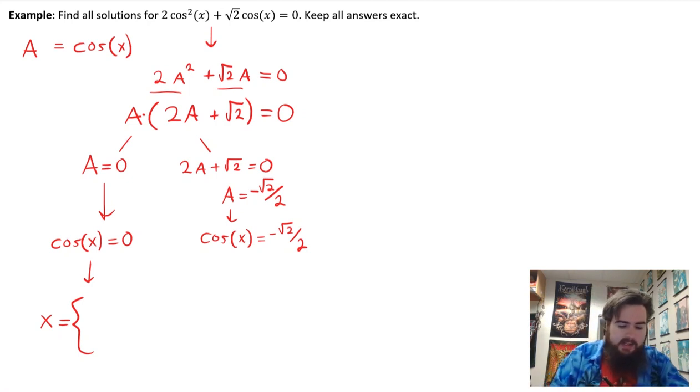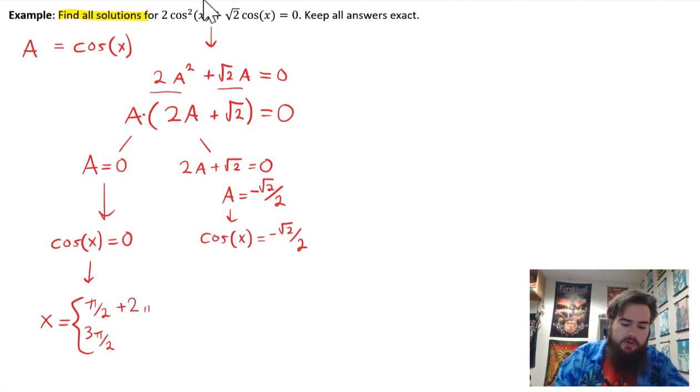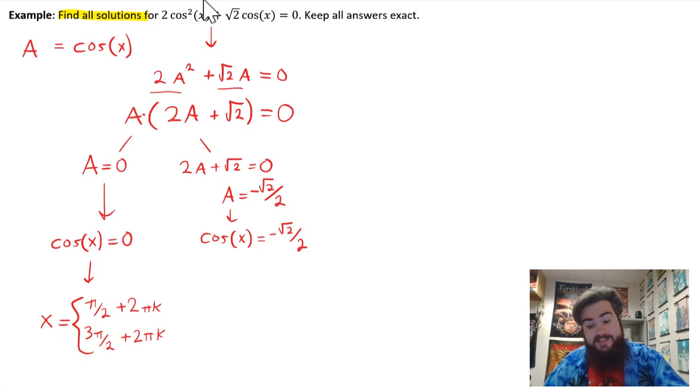Well, that happens at a couple places. That would happen at pi halves radians, and it would also happen at 3 pi halves radians. Keep in mind that the original question, though, was to find all solutions, so not just the ones within the unit circle. So we would want to consider any coterminal angle measures for these as well. And we can simplify that, and I will do so in a moment.